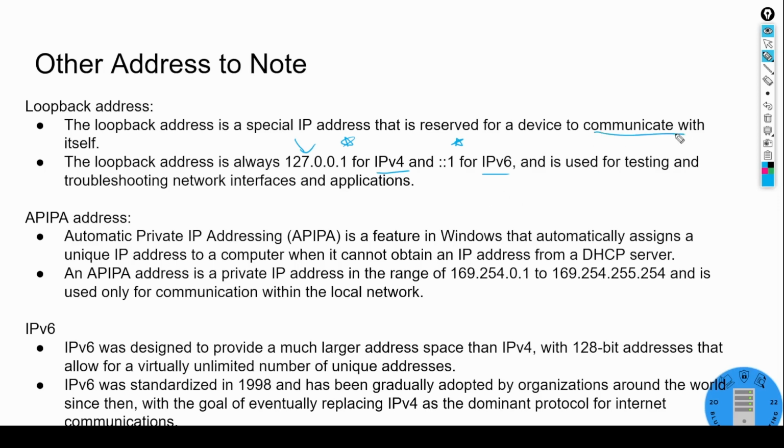and it's communicating with itself through this IP address. Now, this is not going to be used for anything else. This is a reserved address, and it's always going to be 127.0.0.1 or ::1. Just think of it as communicating with yourself on your own computer, and you can use it for testing or troubleshooting network interfaces and applications.